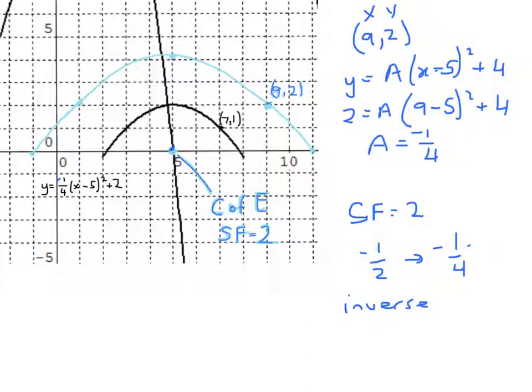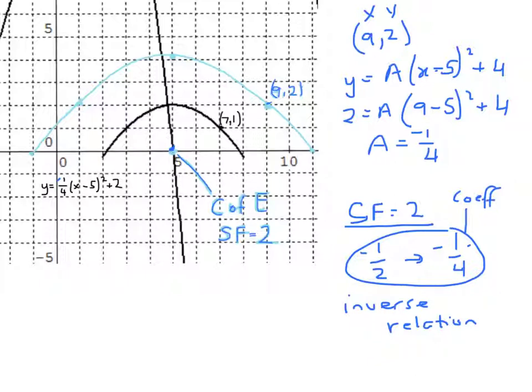Now you need to try this on other graphs. This is for excellence. I have an inverse relationship between my scale factor and my coefficient. My scale factor was 2, and my coefficient here ended up going from -1/4 to -1/8. So it's an inverse relationship.